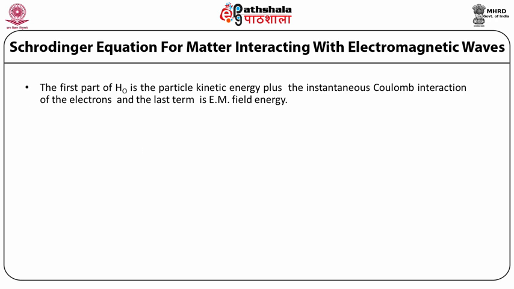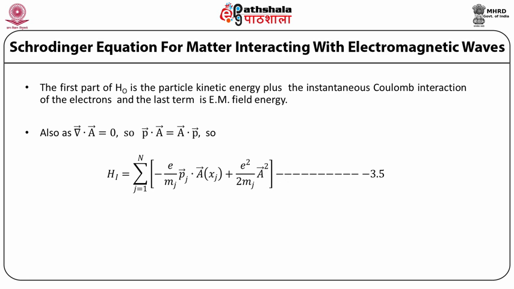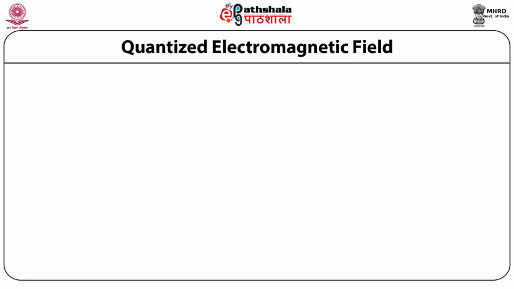The first part of H naught is the particle kinetic energy plus the instantaneous Coulomb interaction, and the last term is the electromagnetic field energy. Also, as divergence of A is equal to 0, P vector dot A equals A vector dot P, the third term vanishing because of the divergence A equal to 0 condition. Hi is equal to the sum over j equals 1 to n of minus e by mj into pj vector dot A vector at xj plus e squared by 2mj into A vector squared.